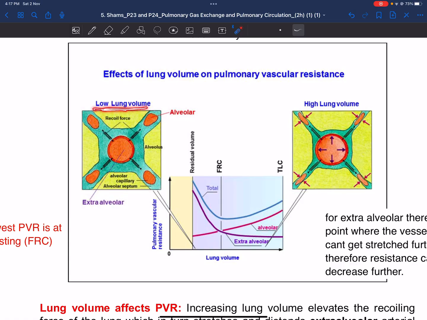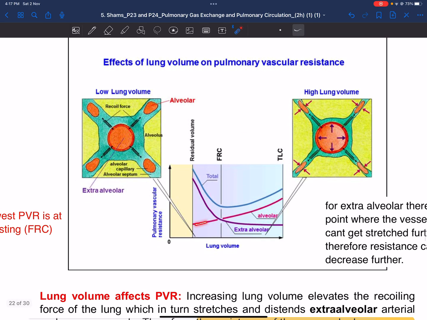When you have low lung volume, these capillaries are quite thick. However, when you have a high lung volume, the alveoli stretch. That's why you can see arrows pointing in these directions, therefore compressing these capillaries. Here, they're quite thick. Now they're getting compressed, which increases resistance. That's why for the alveoli graph, it has increased, because the resistance has increased because you're compressing these capillaries.